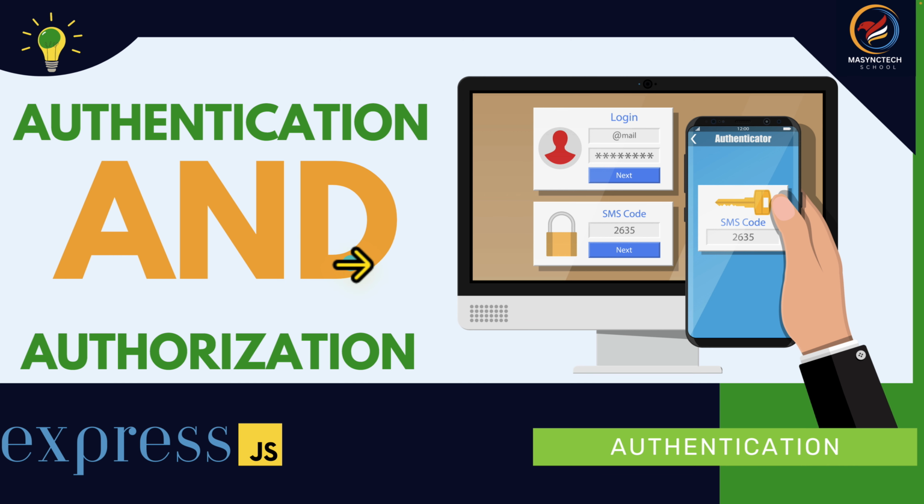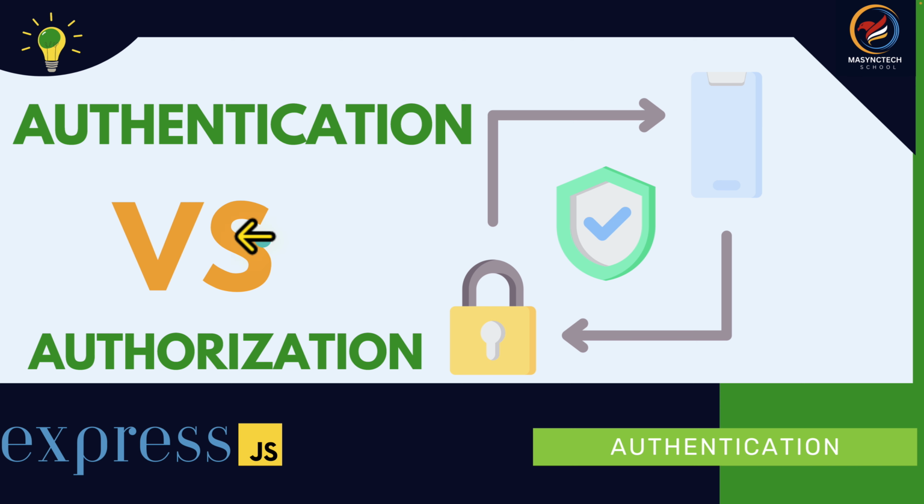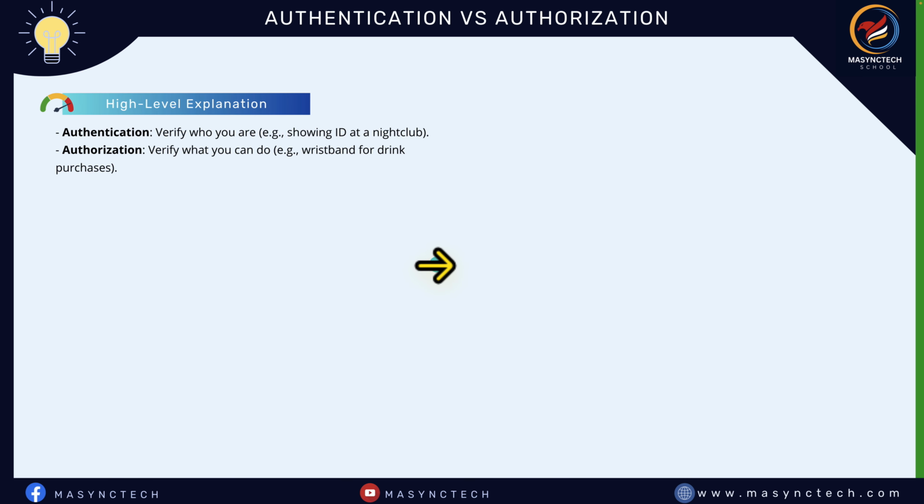Before we get into the actual concept, let's understand the differences between authentication and authorization. These two concepts are different. So what are the differences? Authentication is a process of verifying who you are, while authorization is the process of verifying what you are allowed to do. Imagine you are entering a nightclub. Showing your ID to the bouncer is authentication. And the wristband they give you that allows you to buy drinks is the authorization.